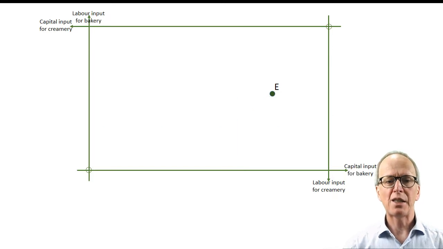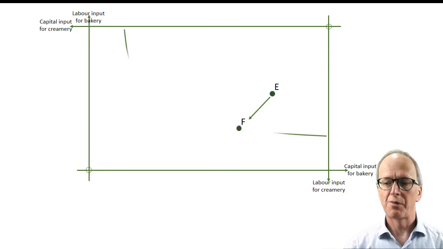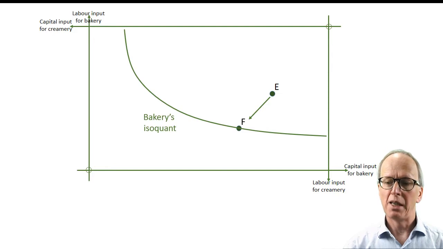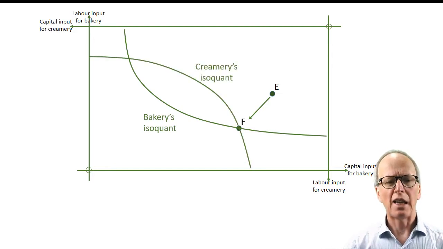Now, is this the best that Richard and Seth can do? Suppose that at point F we draw a pair of isoquants. The isoquant for the bakery has the shape that you're used to seeing. Strictly, the isoquant for the creamery also has the conventional shape, but in order to see this, we have to start from the top right-hand corner.